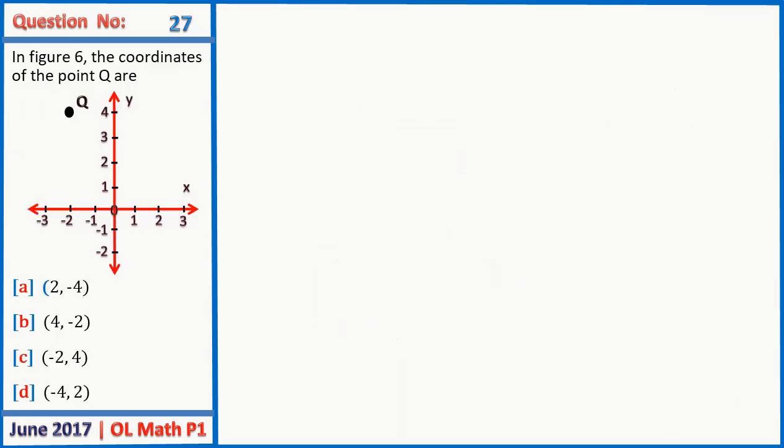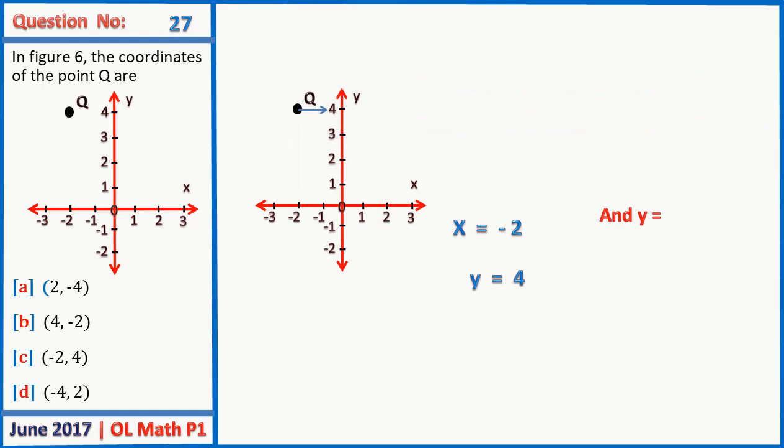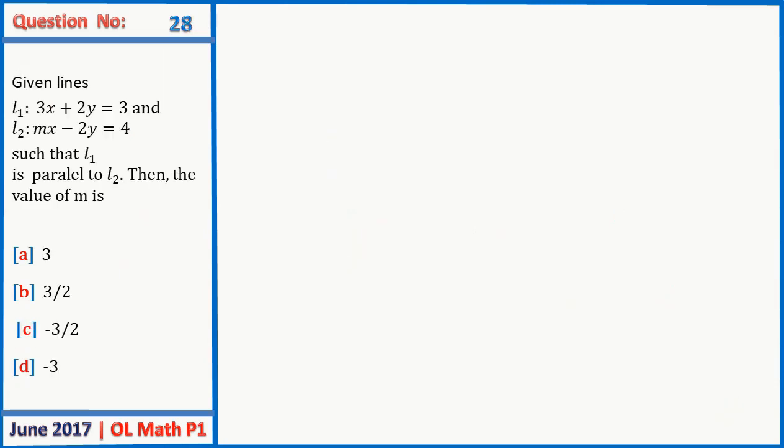Question number 27. In the figure, the coordinates of the point Q are. The coordinates of the point are given by the x value and then the y value. So the x value at this point is 2 and the y value is 4. So the coordinates are minus 2, 4. X is minus 2, y is 4. So the key is C. Question number 28.